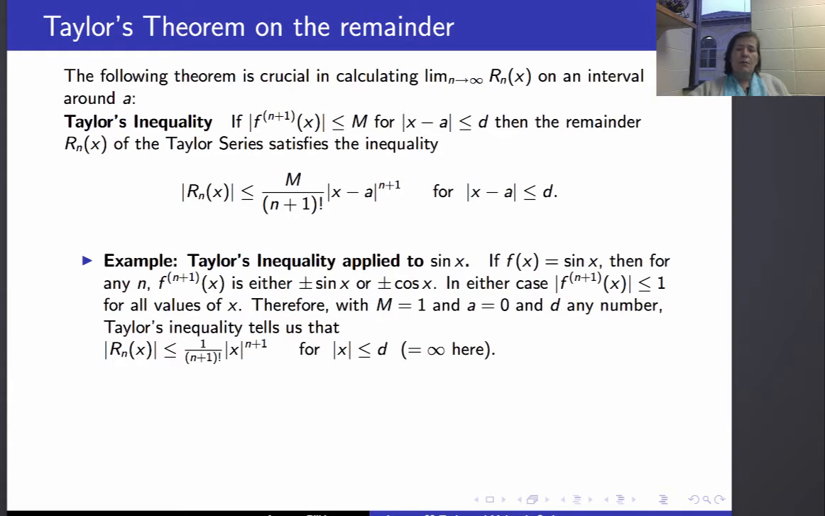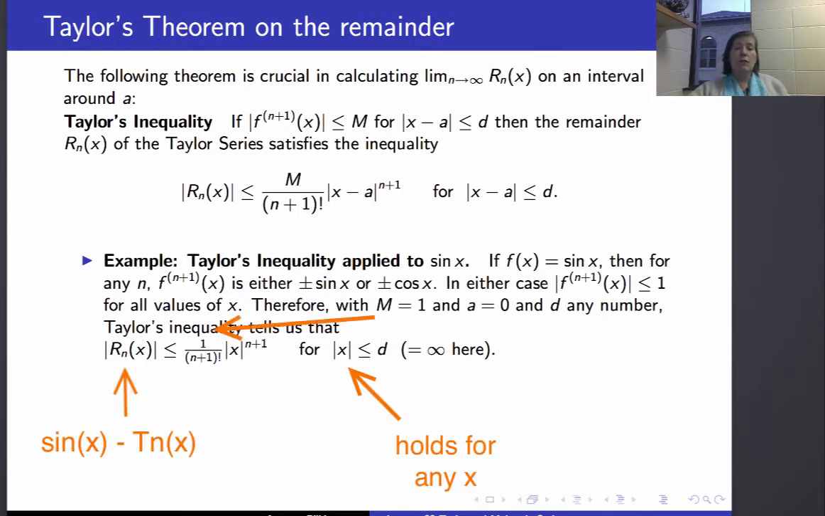And of course, because we're talking about the Maclaurin series, we can substitute a equals 0 for a in Taylor's inequality. And now what does Taylor's inequality say? So it says that for whatever d I might choose, in fact I can choose d equals infinity here, given any x between 0 minus d and 0 plus d, the absolute value of the nth remainder at x, that is the absolute value of sine x minus the value of the nth Taylor polynomial, the absolute value of that remainder is less than or equal to M over n plus 1 factorial times the absolute value of x to the n plus 1. And of course, we know that M is 1, so it's less than or equal to the absolute value of x to the n plus 1 over n plus 1 factorial.